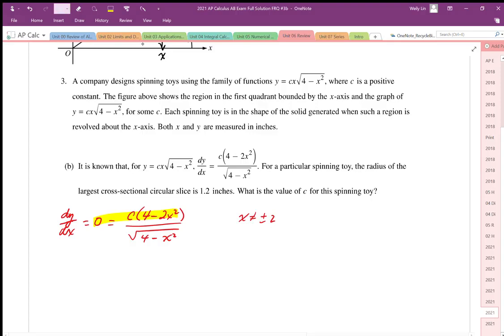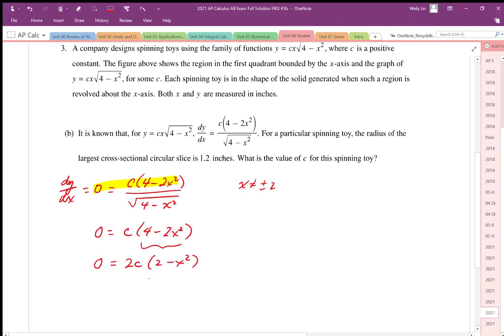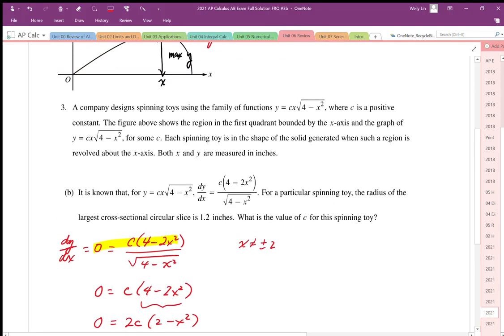So then I end up with 0 equals c(4 minus 2x squared). The c is not going to affect the solution. I can factor this, so I end up with 2c(2 minus x squared) equals 0. When I solve this equation for x, I get x is equal to plus or minus square root 2. So I can just undo the square with this square root. Now looking at this picture, we can assume that this is going to be square root 2. So that's the first part.